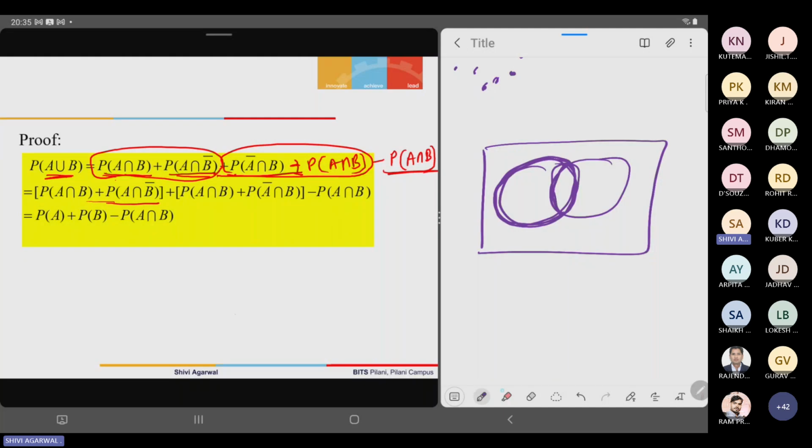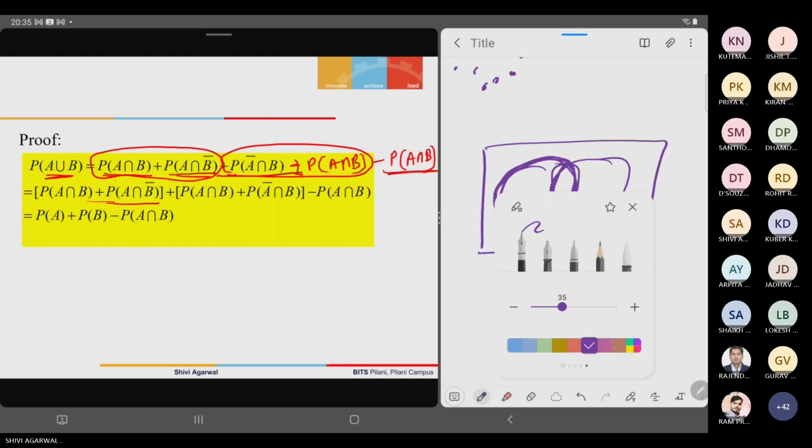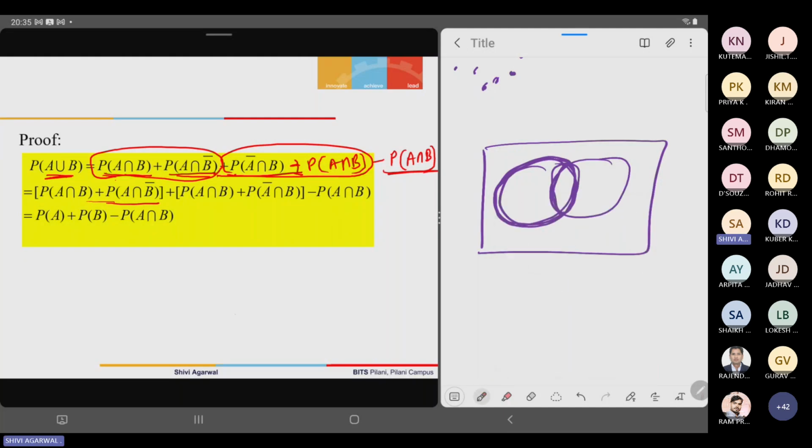Similarly, if we are talking about the probability of A complement intersection B, this is it. A intersection B is this. So this will become B. Okay, this will become completely A. So probability of A plus probability of B minus probability of A intersection B is already there.